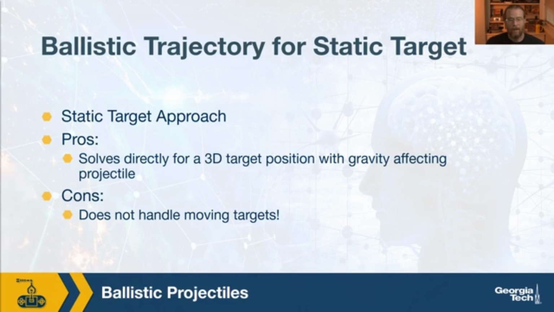So we've got this approach. In terms of pros, it solves directly for a 3D target position with gravity affecting the projectile. So that's a big step up from what we've seen before. The downside, of course, is it doesn't handle moving targets. But otherwise, this is definitely a useful ability for aiming that we'll see with incremental refinement. When we add this incremental refinement, we will be able to handle moving targets.